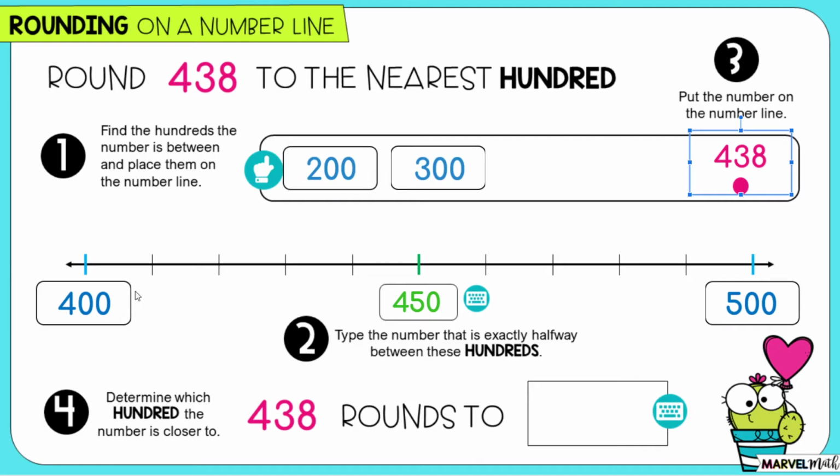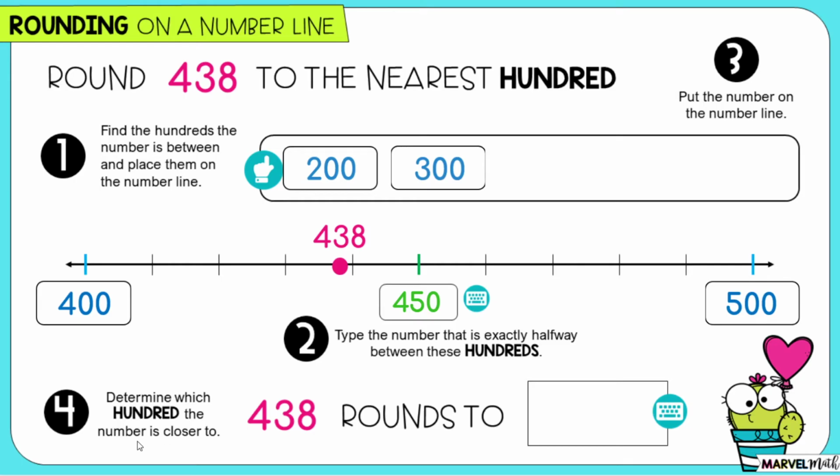So on this number line, each of these lines is counting by 10. So 410, 420, 430, 440, 450, and so on. So 438 will be between 430 and 440, but it's going to be much closer to 440. So we'll leave it right there.